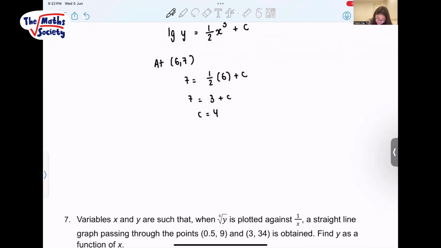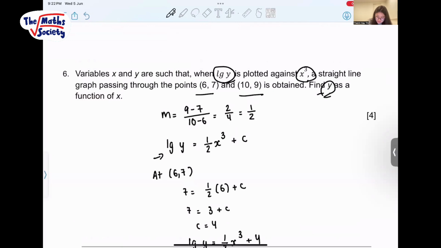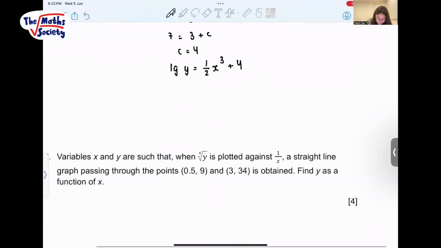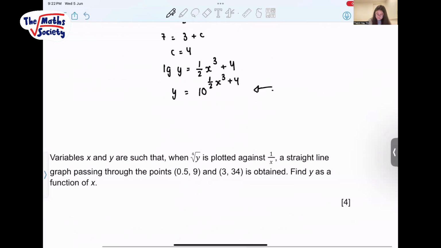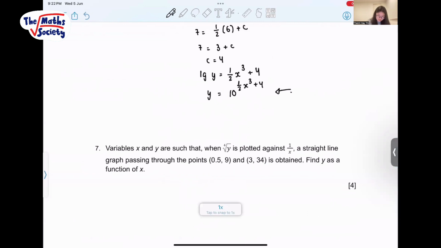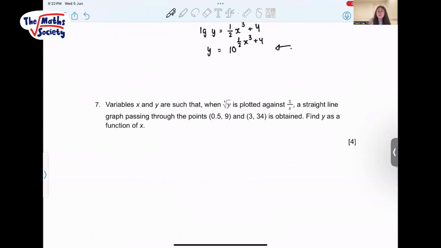And then because it's lg y, it's going to be lg y equals half x cubed plus 4. But then they say to give y as a function of x, so we just want y. So if it's lg, we just take it to the power of 10. So it's 10 to the power of half x cubed plus 4. And that's your equation.